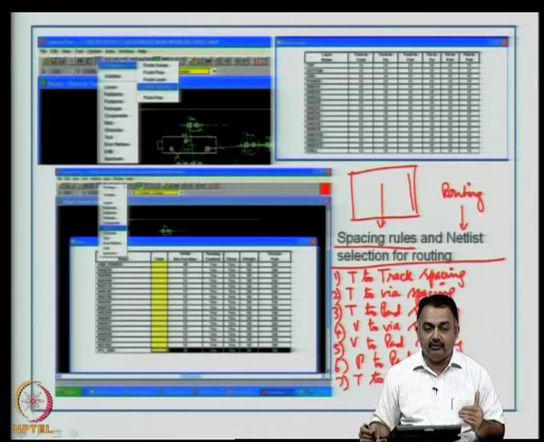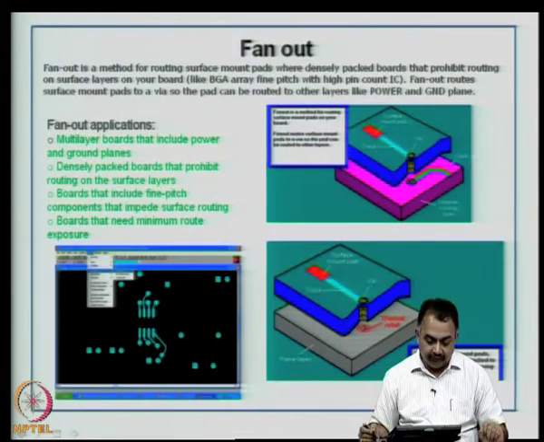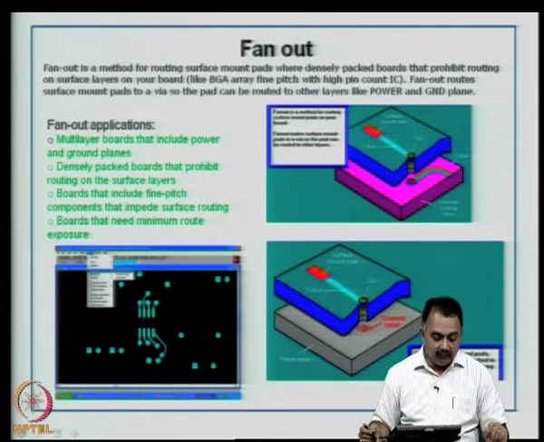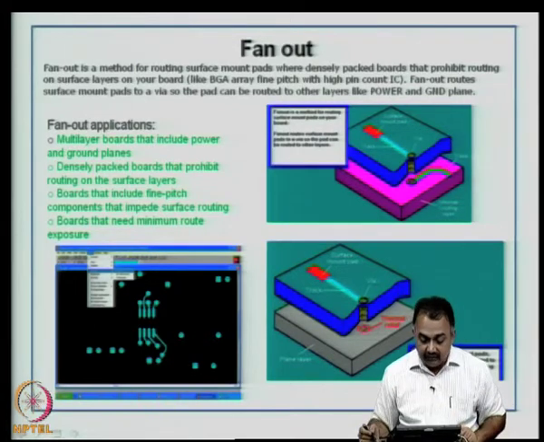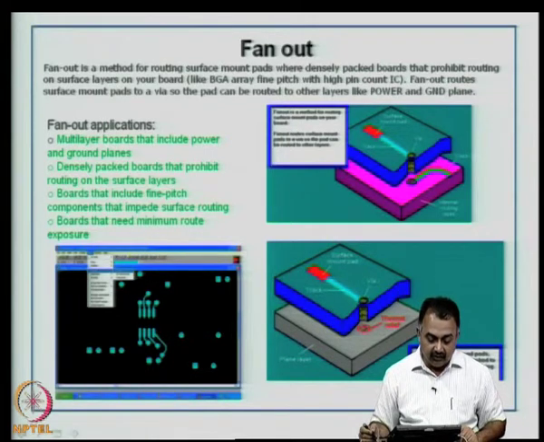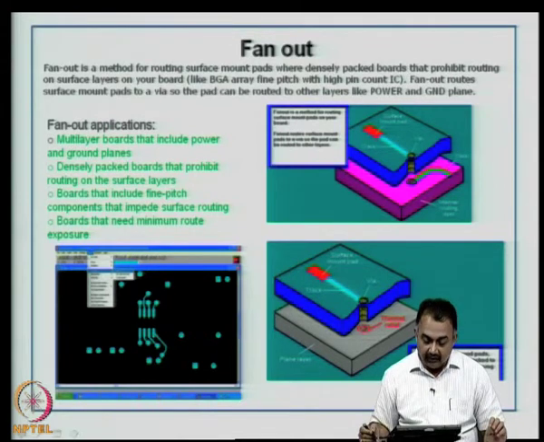If you dig deep into the complexity of the design, at a much later stage I will be able to tell you many other parameters that you can set as a designer for manufacturing. Another important aspect that you will have to look at is what is known as a fan out. Fan out is a method for routing surface mount pads. You use it if you are using surface mount components on densely packed boards that prohibit routing on surface layers, like a BGA fine pitch component with a large number of pins, a high pin count.